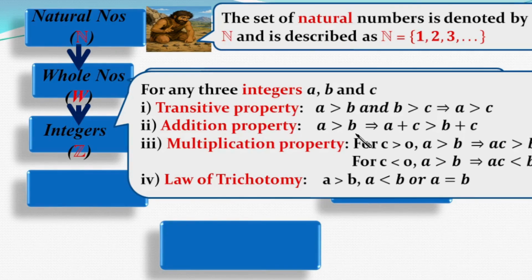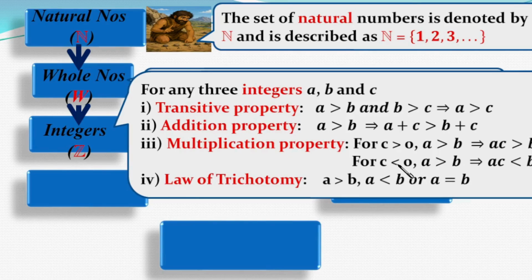So this is true for all integers. And we have also the additive property, which says if you know a is greater than b, then adding the same constant on both sides will not change the inequality. That means if you add c to both sides, a plus c will be greater than b plus c. We call this the additive property. And we have also the multiplication property. For positive c, a greater than b implies ac greater than bc. Now this is an important property. Later on, when we solve inequalities, we are going to use this property. If you multiply both sides by a positive integer, the inequality remains the same.